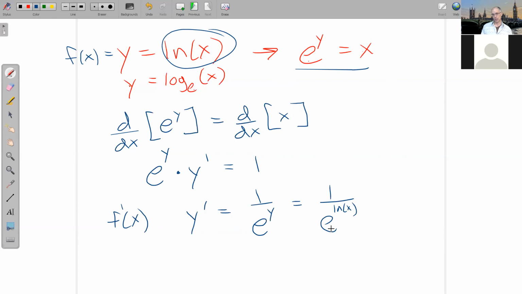Anybody know the answer to that? E to the natural log of x is, remember, they're inverse functions, e to the power and natural log. What do inverse functions do to each other? Not one, close. If we take f of f inverse of x, what does that always lead to, since they are inverse functions? I remember this a couple days ago. X, yes. These cancel each other, and so my denominator is really just an x. So it turns out the derivative of the natural log is 1 over x.